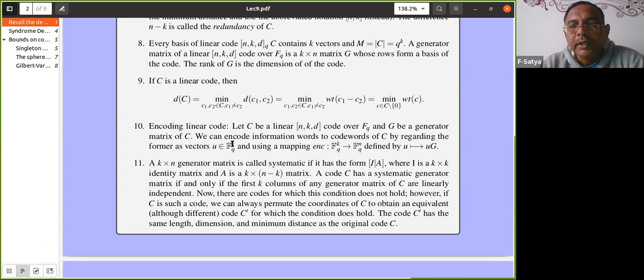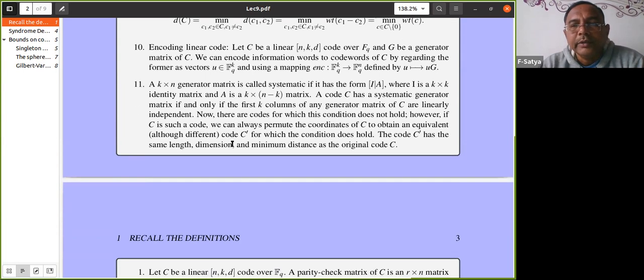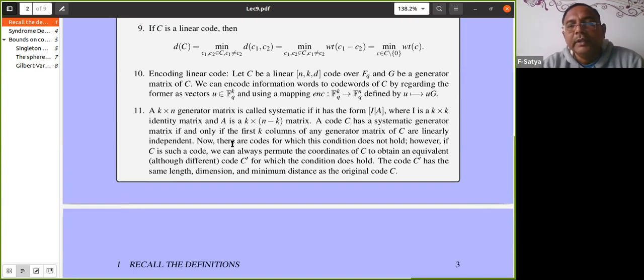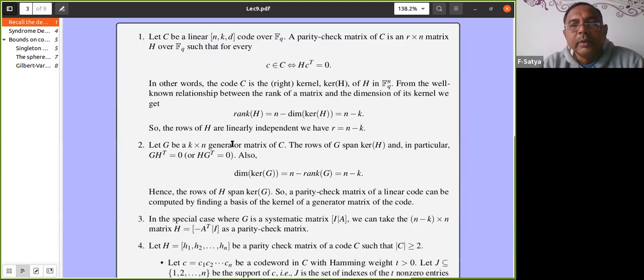Encoding linear codes: this I already explained. In a linear code, the encoder is given by a generator matrix. And we can easily convert it, by an equivalent code, into systematic form, that is [I | A], where I is a k cross k matrix and A is a k cross n minus k matrix, right? These things you are aware of.